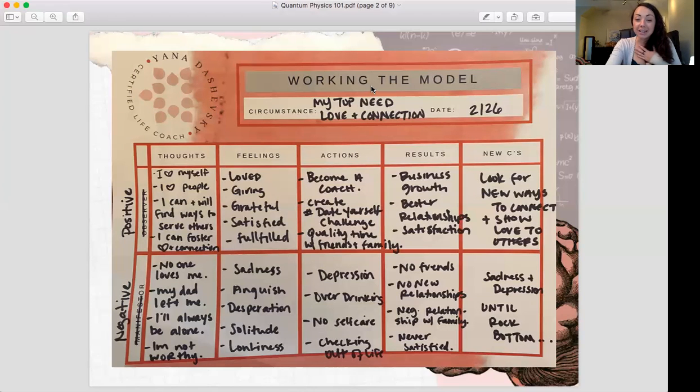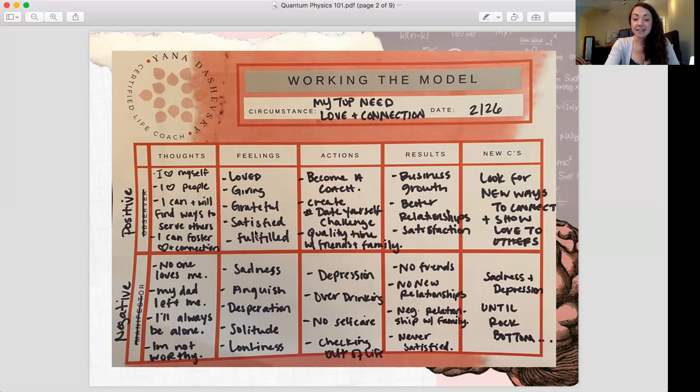As y'all know, my top need is love and connection. So when I'm using love and connection in the positive, I have thoughts like, I love myself. I love people. I can and will find ways to serve others, and I can foster love and connection. I have feelings from those thoughts: I feel loved, giving, grateful, satisfied, and fulfilled.